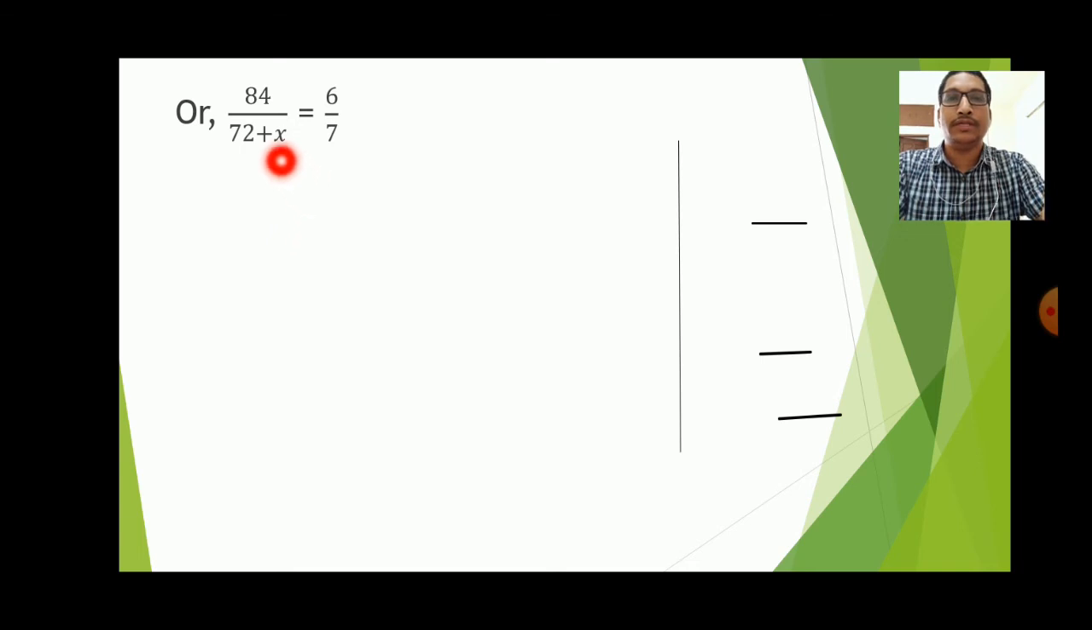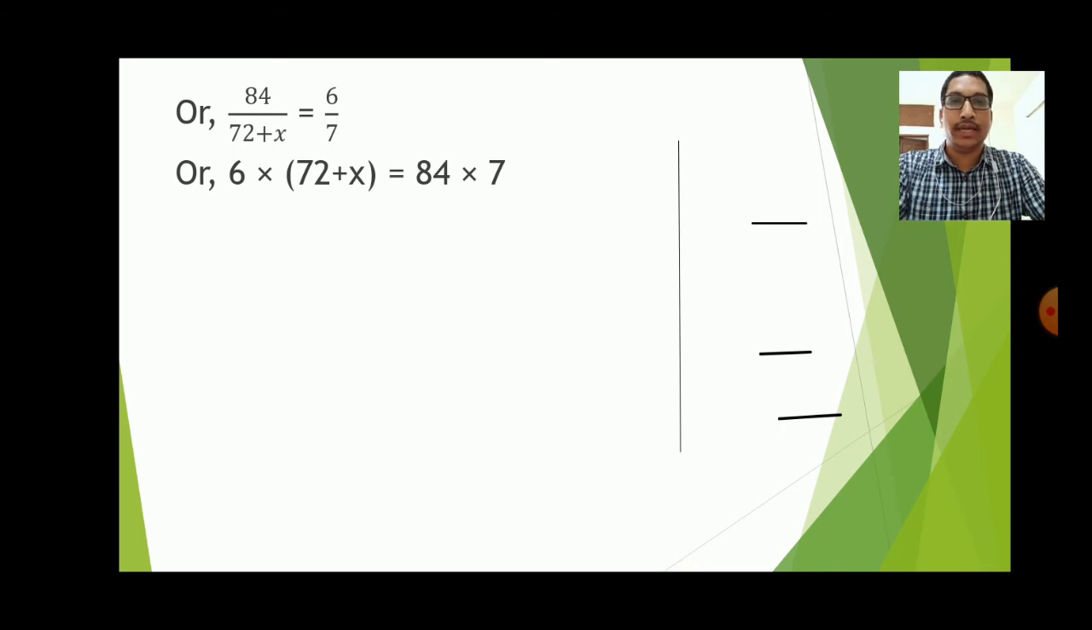Here the left side's numerator is 84 and the right side's denominator is 7, and the left side's denominator is 72 plus x and the right side's numerator is 6. So we will cross-multiply 6 and 72 plus x, and 84 and 7. I think it is very clear to you. Or 6 multiplied by (72 plus x) equals 84 multiplied by 7.